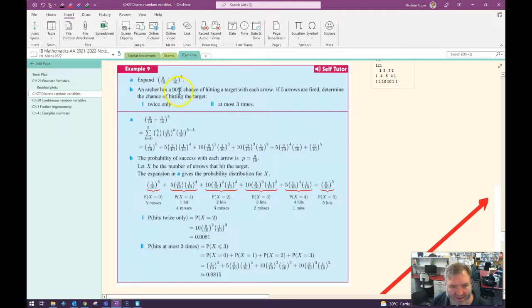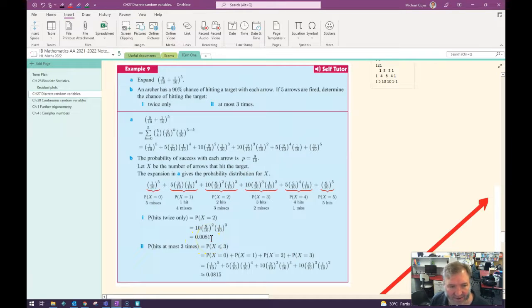Well, 9/10, 90%, is the chance of hitting the target. So I'm going to need the one with 9/10 to the power of 2. And you can see the coefficient from my Pascal's triangle, from my 1, 5, 10, 10, 5, 1. The coefficient when I have 2 successes and 3 failures is 10. So to work out this probability, I take 10, multiply it by 9/10 to the power of 2, and the other 3 results must have been 1/10 to the power of 3. And that adds up to 0.0081.